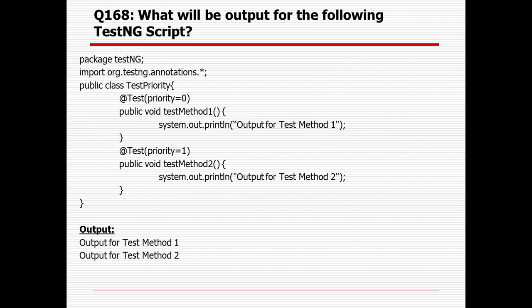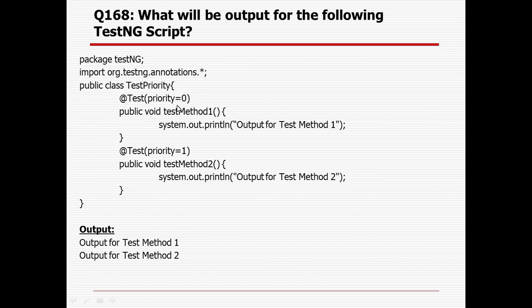What will be the output for the following TestNG script? I am creating a package, then I am using the @Test annotation and importing the particular packages. Then I am creating a class TestPriority where I am creating two methods, right? In the first method I am giving priority 0, and the output will be this. I am creating another @Test with priority 1, where I am creating another method, and I am getting some other output, right? So what will be the output?